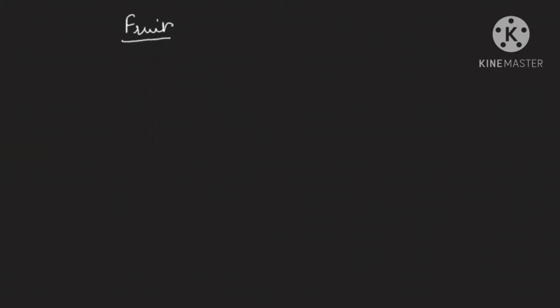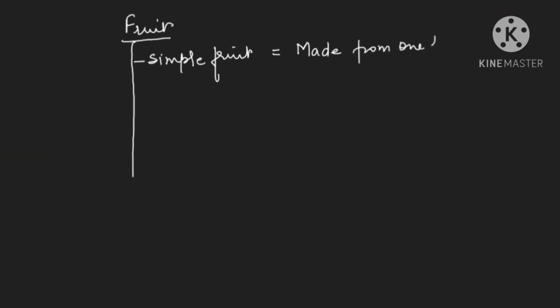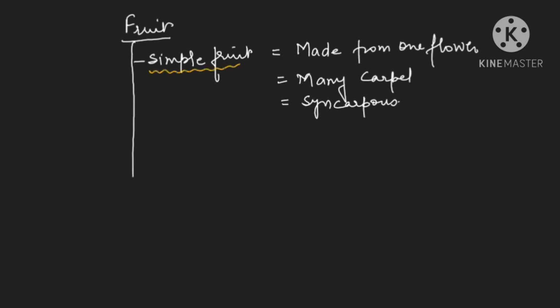Now the next classification is whether fruits are made from a single flower or from many flowers. One is the simple fruit. Simple fruits are made from one flower only. In that one flower, if there are many carpels and they go for syncarpous condition, meaning fused, then we say such a fruit is a simple fruit.